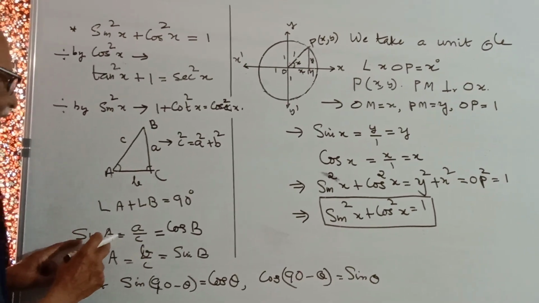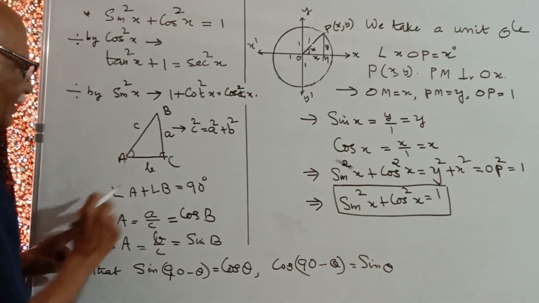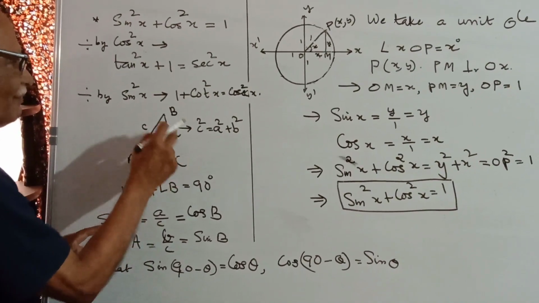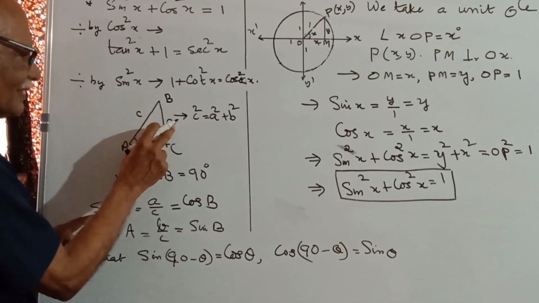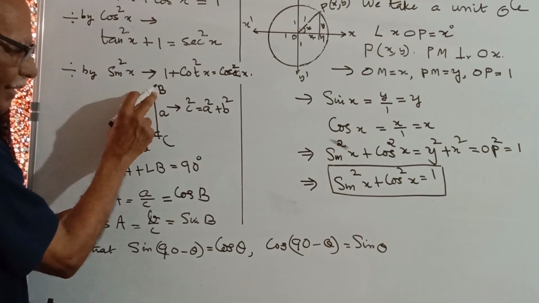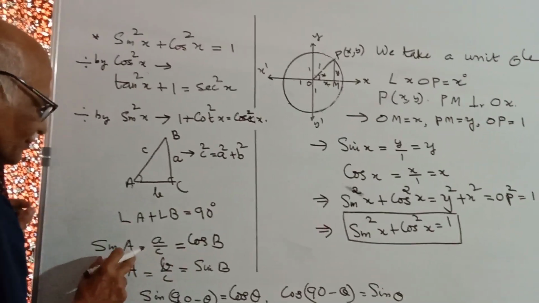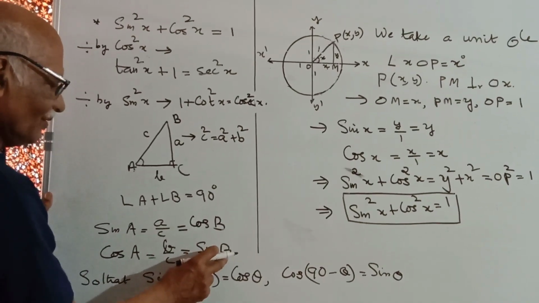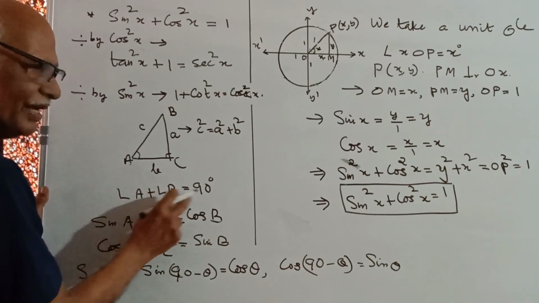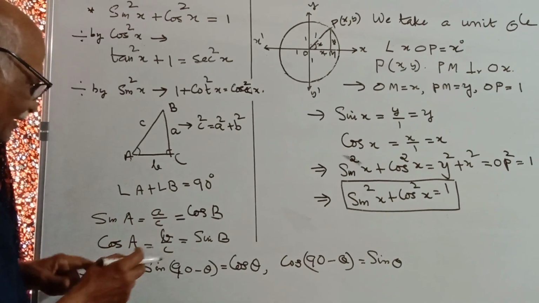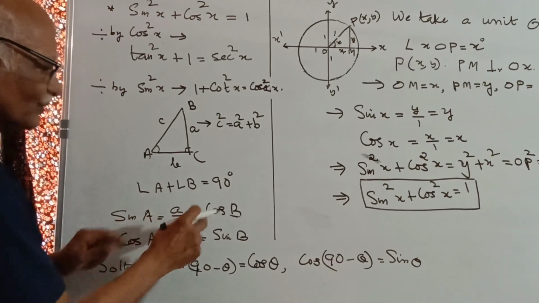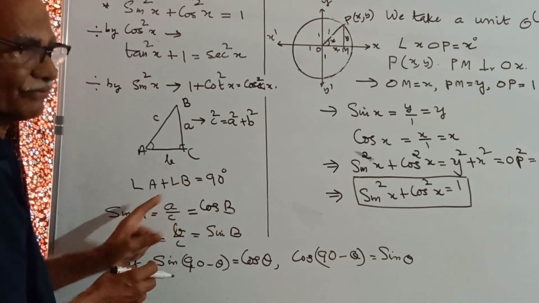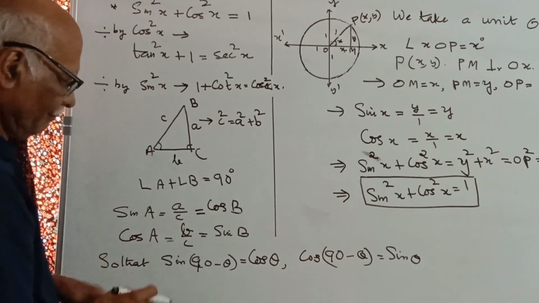Now you can see sine of A is opposite side a by hypotenuse, so a by c. Now if you look from here, this is adjacent side by hypotenuse for this B, so it is cos B. So sine of A is cos of B. Similarly, cos of A is sine of B. So whenever A plus B is 90 degrees, that property comes. Sine of one angle is cosine of the other. Here we say B is the complement of A, and A is the complement of B.